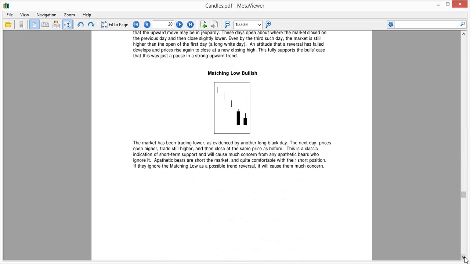It will cause much concern for any apathetic bears who ignore it. Apathetic bears are short in the market and quite comfortable with their short position. If they ignore the matching low as a possible trend reversal, it will cause much concern. The price didn't break below in 2 days. We had a strong downtrend, or a strong black candle, strong selling.